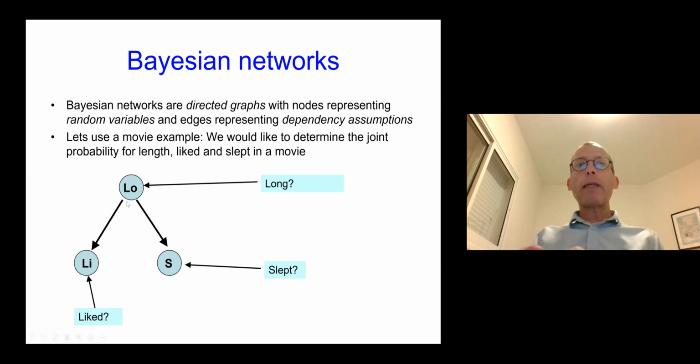So in this case, for example, the interpretation is that whether I slept or not will depend on the length of the movie, and whether I liked it will also depend on the length of the movie. But if I know the length, these 2 are independent. Okay, we'll get to that in a second. Generally speaking, I don't want to go into the exact details of what the edges mean. I just want to mention that the nodes are the random variables and the edges are related to dependency relationships.